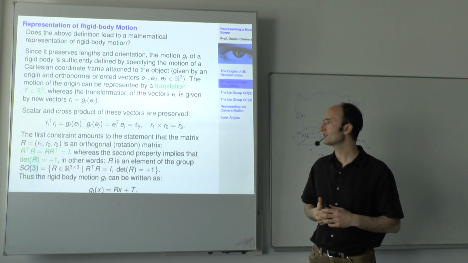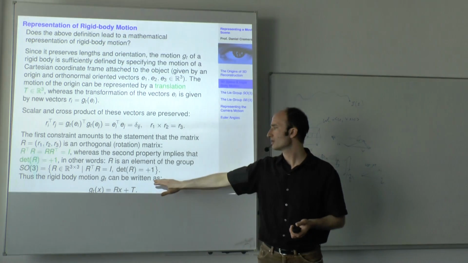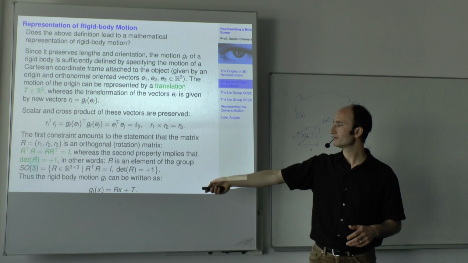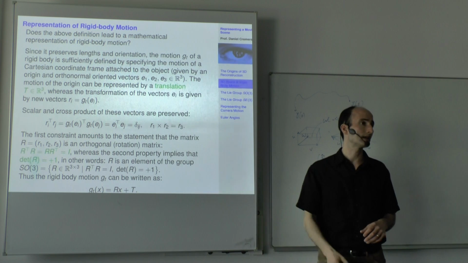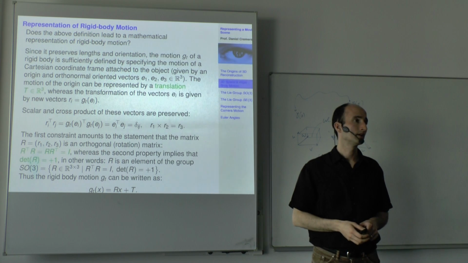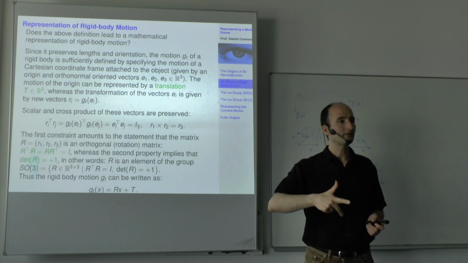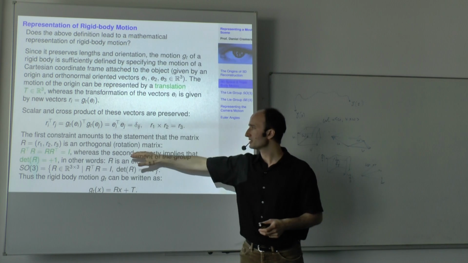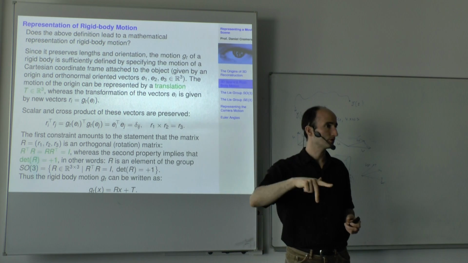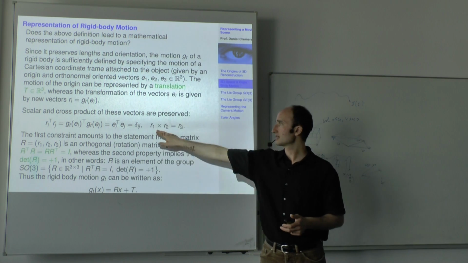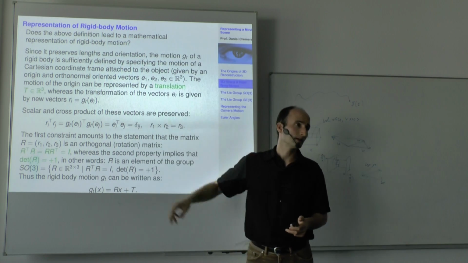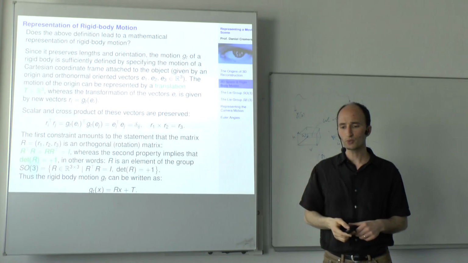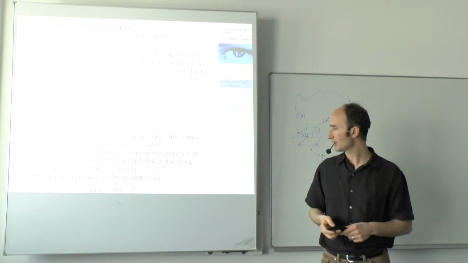And so overall, this shows that the rigid body motion, GT, can indeed be written as rotation of some vector x plus translation. Because that's all I can do to the frame. I can shift it, I can move it, and we saw this motion must be a rotation. Otherwise, I don't preserve scalar product and cross product. So we see we have a rigid body motion here.